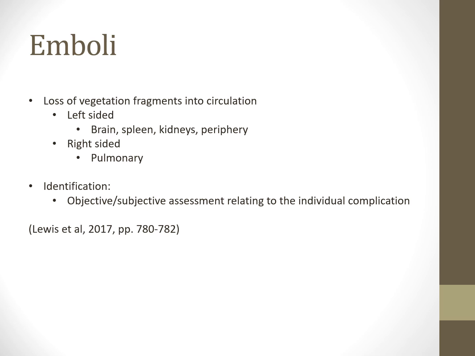Left-sided heart vegetations may also lead to emboli lodging into the small peripheral blood vessels of the extremities, interfering with peripheral perfusion. This can be identified by decreased peripheral pulses, pale or cool extremities, ischemia, and gangrene. Right-sided vegetations may circulate to the lungs, leading to pulmonary emboli. Identification of pulmonary emboli include observation for chest pain, dyspnea, hemoptysis, and shortness of breath.